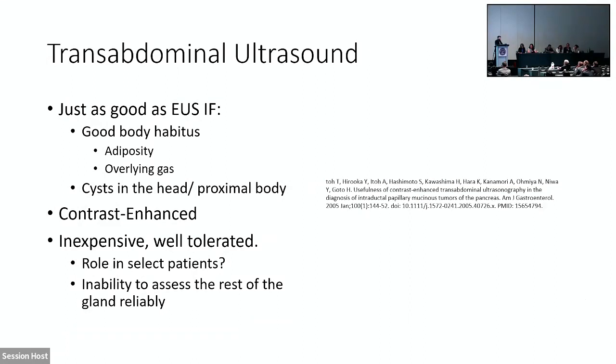And just a bit about transabdominal ultrasound. There are a lot of studies that show that it is just as good as EUS if you have the right body habitus, which can be quite challenging in our populations. Adiposity and overlying gas are issues, and it's probably better to appreciate cysts in the head and parts of the body than it is to see something around the splenic hilum. But in selected patients, it could be used for surveillance. It's inexpensive, it's well tolerated, and it's cheap. So these are the caveats that are stated the whole time.